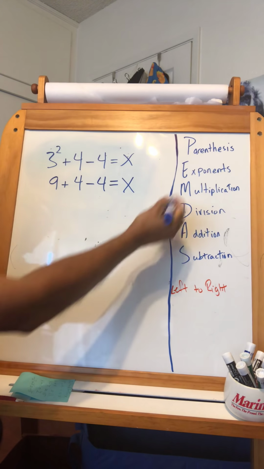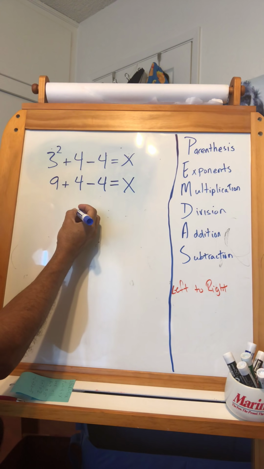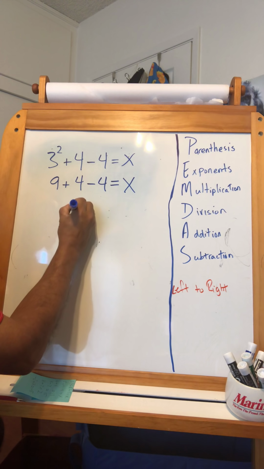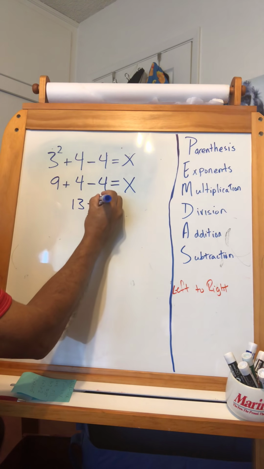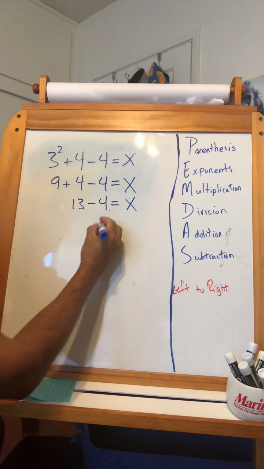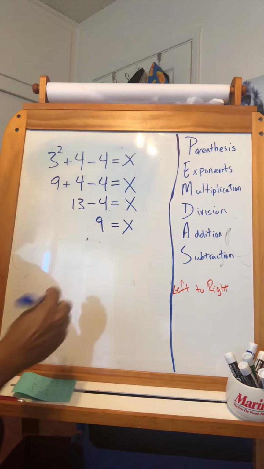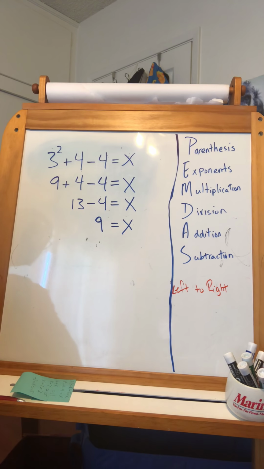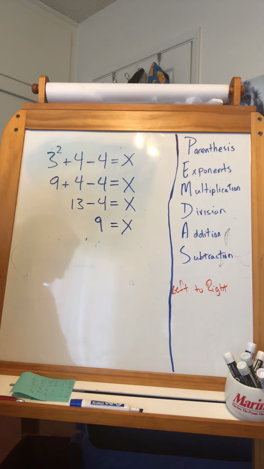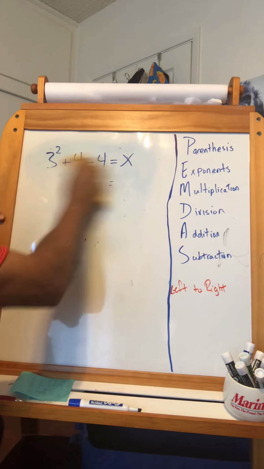Now I'm going left to right. I have no multiplication, no division, no more parentheses, no more exponents. 9 plus 4 is 13. Minus 4 equals x. 13 minus 4 is 9. x is 9. That's my answer. It's different than the way we're used to solving problems. It looks different, but it's basically the same thing. Once you get used to it, it just kind of begins to flow, and that's what we want.